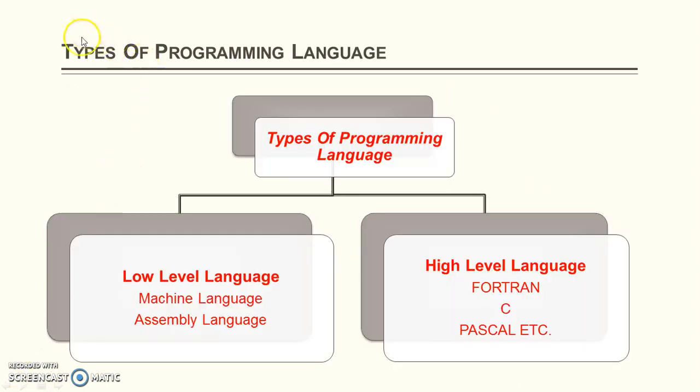Let's discuss the different types of programming languages. There are mainly two types of programming language. One is the low level language and another is the high level language. Low level languages are machine language and assembly language, which are understood by a computer, and the high level languages are like Fortran, C, Pascal, Java, Python, Ruby, Perl, etc.